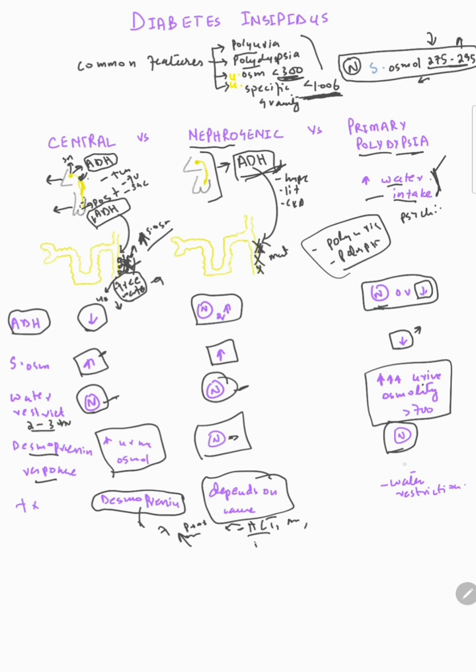Then the last one here is primary polydipsia. Why does it occur? Because of the increased water intake. So obviously, just stop water. Restrict water. That will be the treatment for primary polydipsia.